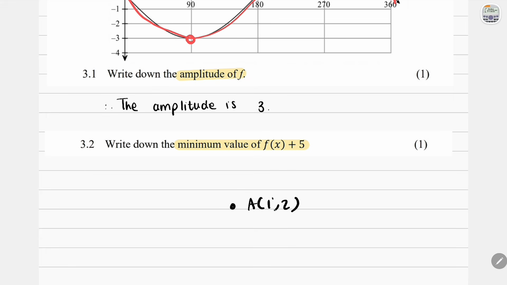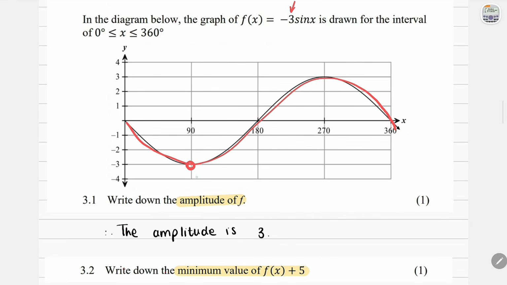I said, let me add 2 to this y value. It will become 1 and 4. You see how from here to here, that would shift that point up by 2 units. So if the minimum used to be negative 3, but we know that this graph that they're referring to, f of x plus 5, was shifted 5 units up, then where's that new minimum going to be?